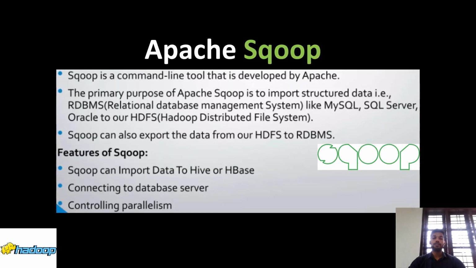Apache Sqoop is basically a command line tool that is built by Apache, and it serves the primary purpose to import structured data from RDBMS, for example MySQL, SQL Server, all the conventional RDBMS systems, into the Hadoop file system. It can also let you export the data from HDFS to other management systems like RDBMS. The main feature that Sqoop provides is the ability to import data to Hive or HBase. It lets you connect to database servers, and it helps you control parallelism.